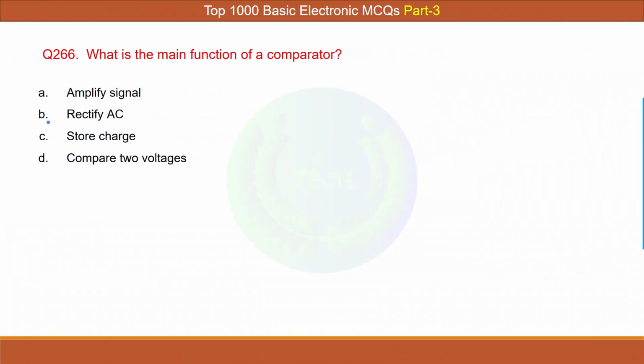Next question, question number 266. What is the main function of a comparator? Option A, amplify signal, option B, rectify AC, option C, store charge, option D, compare two voltages. The answer is option D, compare two voltages.